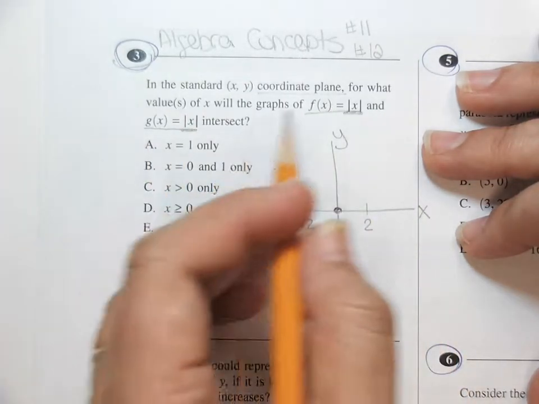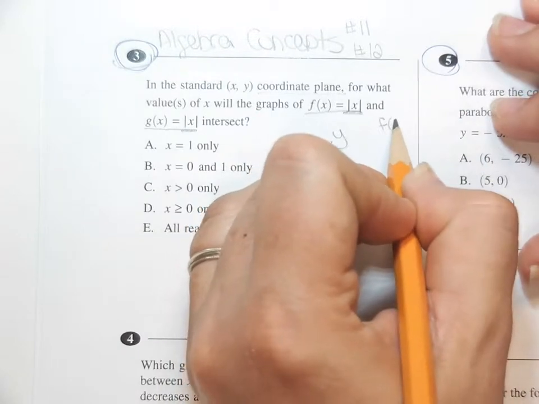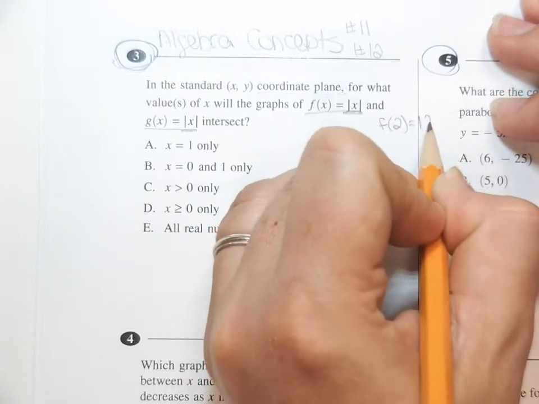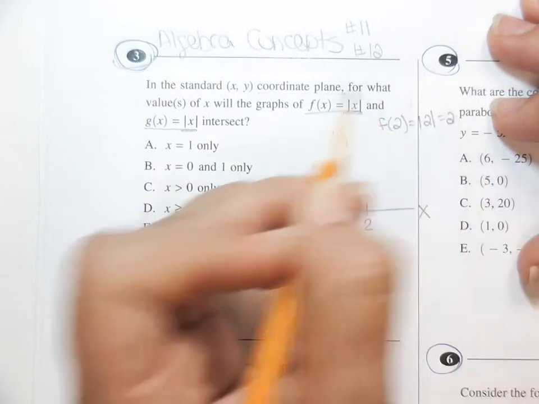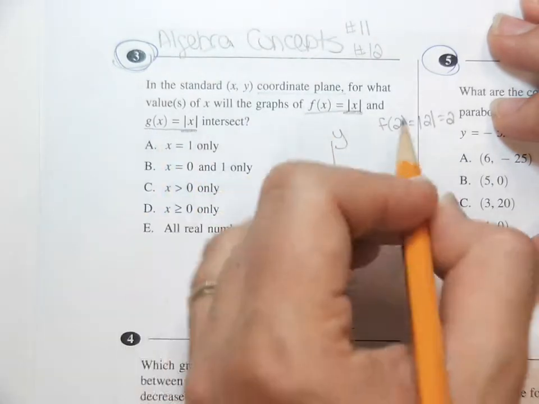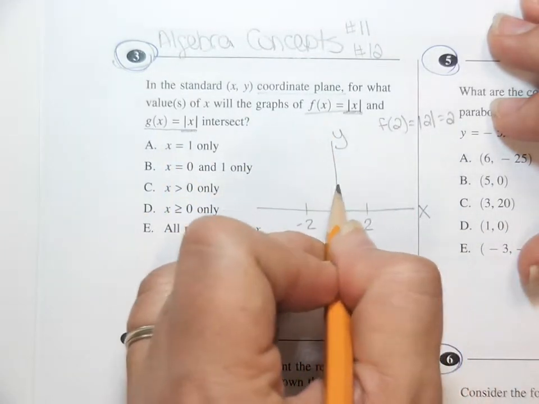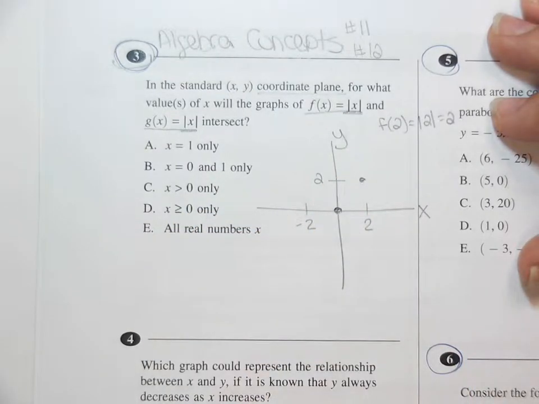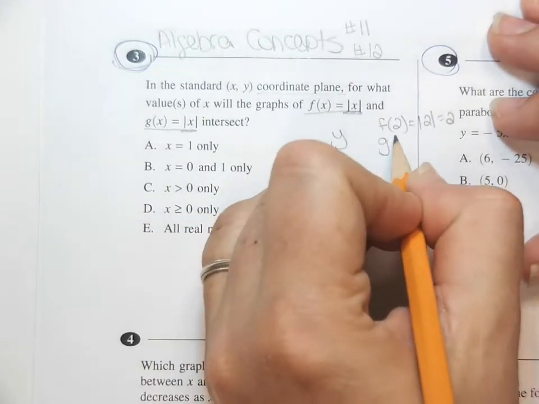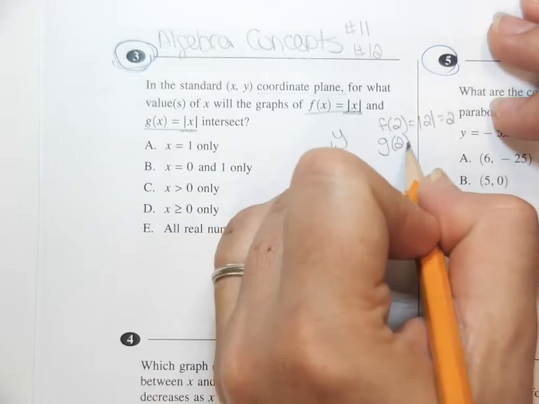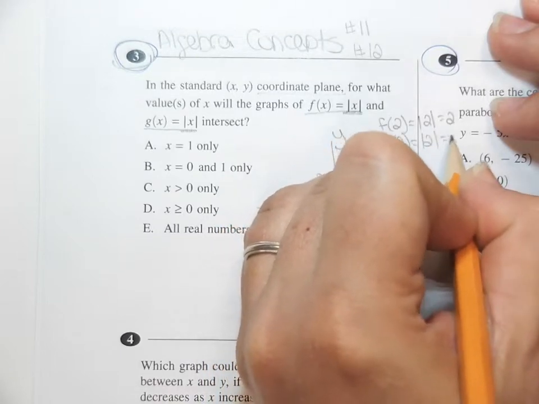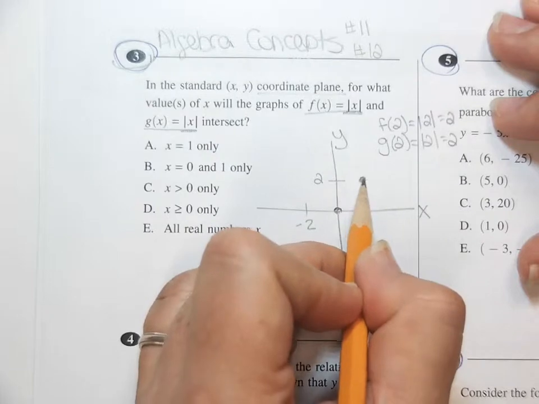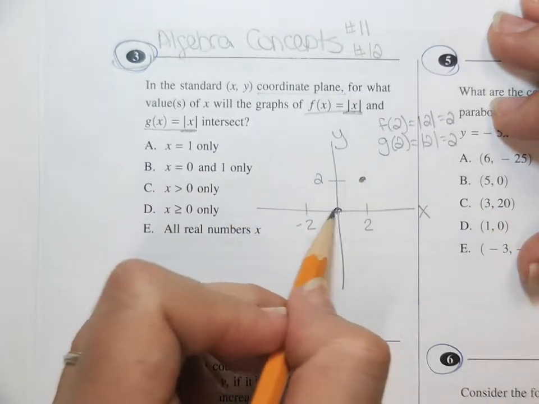So in f of x, f of 2 equals the absolute value of 2, which equals 2. So if I plug in 2, my output's 2. G of 2 equals the absolute value of 2, which equals 2. So g of x is exactly the same thing. Let's plug in negative 2.